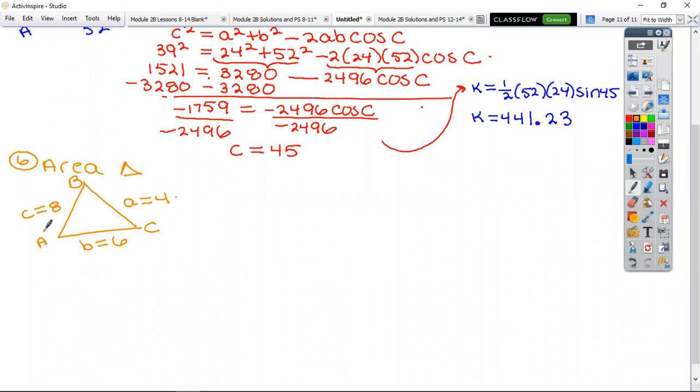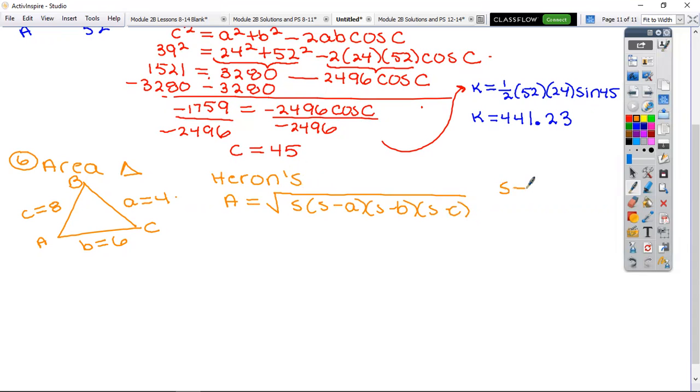When you have 3 sides, you can use Heron's formula instead. So Heron's formula, right from your formula sheet. Or Heron, again, who goes by two names. So area is equal to the square root of S times S minus A, S minus B, S minus C, where S is equivalent to half your perimeter. So S is equal to 1/2 the sum of 4, 8, and 6. Which is what, 9?